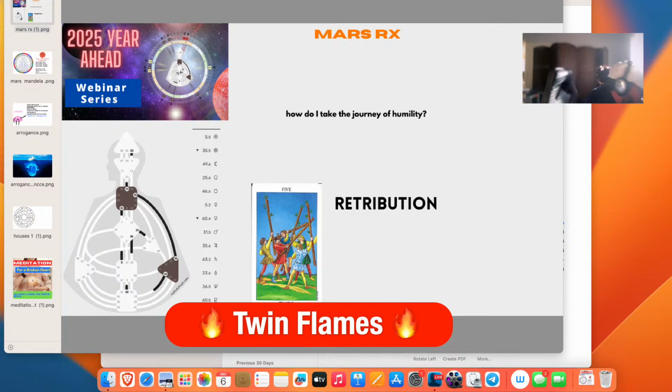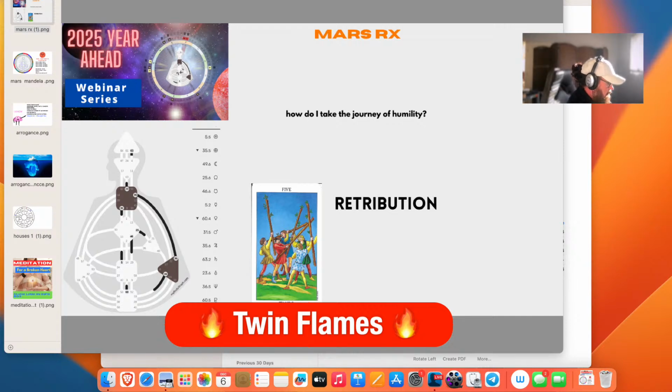Okay. So remember, within the twin flame journey, it's about coming into union with yourself first. And this 31 is very directly connected because it's Mars retrograde. And twin flames, you want to check out your astrology too, your sun, moon, and rising, and your human design type. We're going to look at how do I take this journey of humility and what's stopping me? What's the issue? Or the chaser?